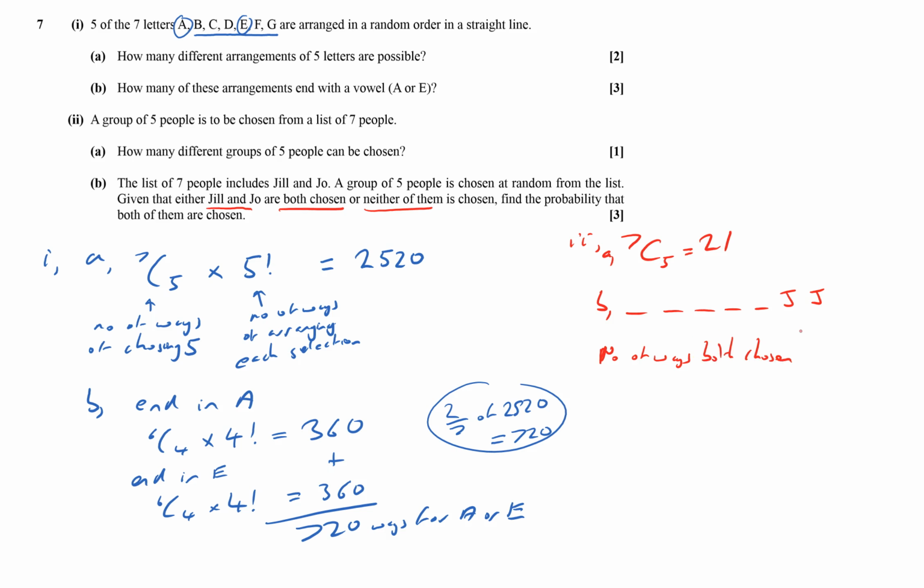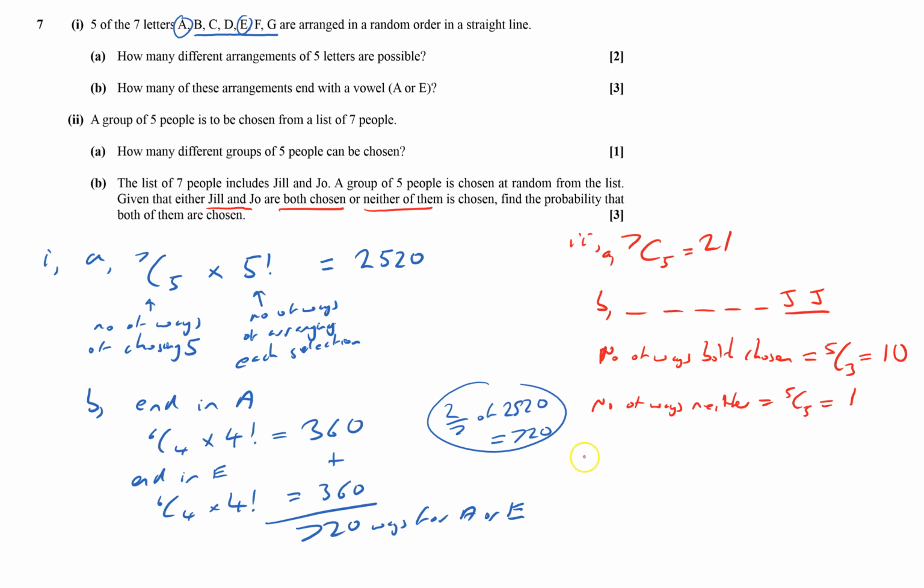Well, if that happens, then you've got 2 already. There's only 5 people chosen. There's only 3 more to be chosen from a group of 5. So that will be 5C3, and that equals 10. And the number of ways neither chosen, well, I can't have any of these. I've got to choose 5 from 5. So it'll be 5C5, which equals 1.